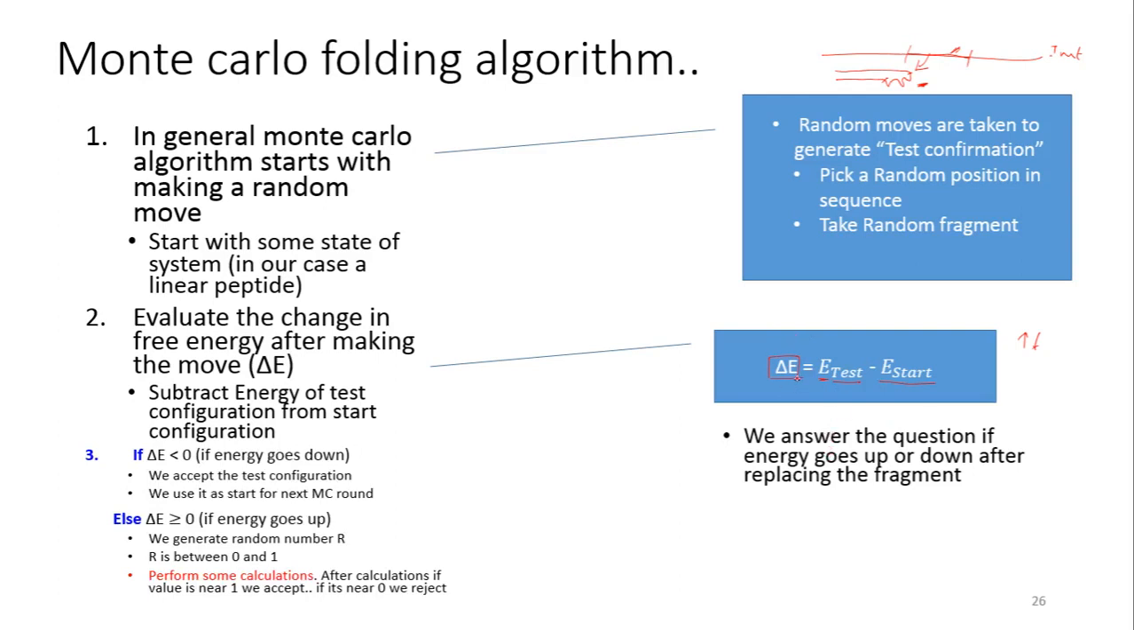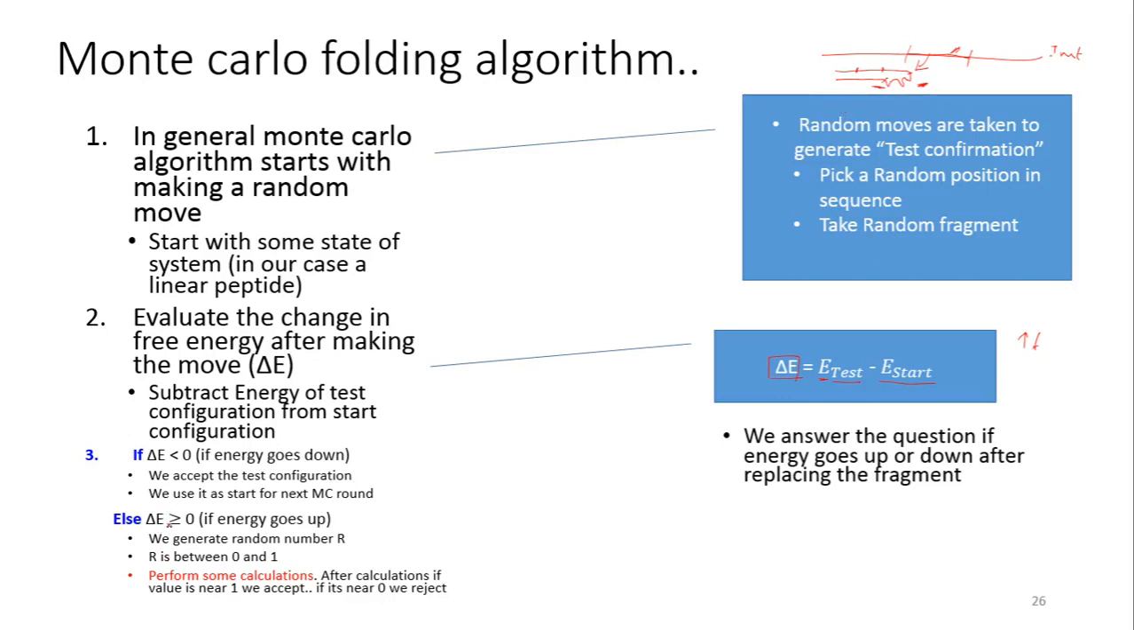After calculating delta E, if you find that the change in free energy is less than 0, that is, if the energy goes down, we accept this new test configuration. And we move on, taking another random point or random stretch in the next MC round.